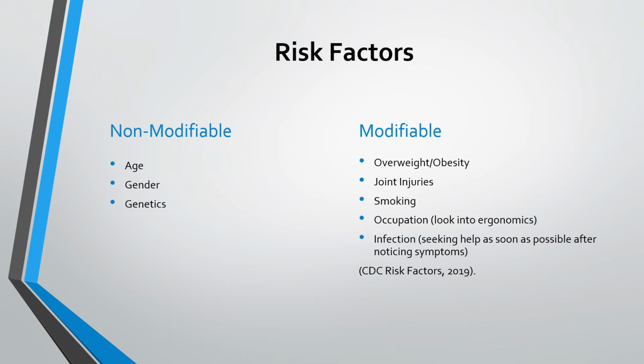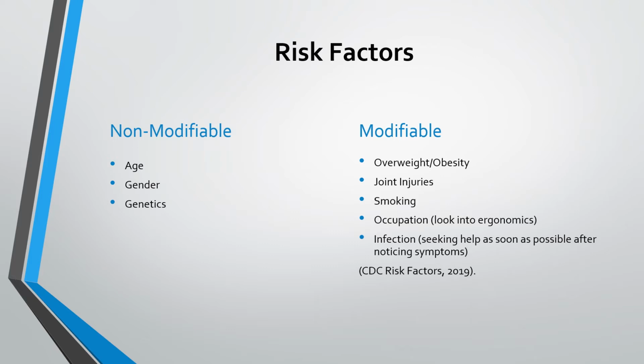For the modifiable risk factors, there's overweight and obesity. This can just cause extra strain and pressure on your joints. Joint injuries, you just want to be able to do your best to avoid them. So you can do this by making sure that your exercise techniques are correct so that you avoid any extra strain being put on your joints.